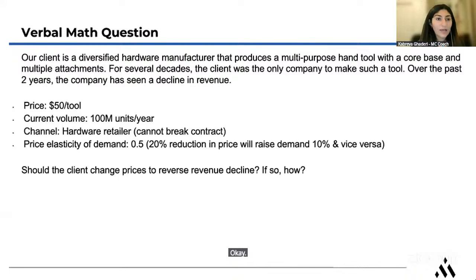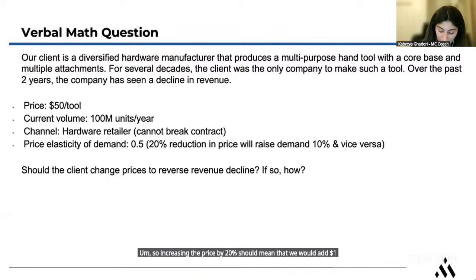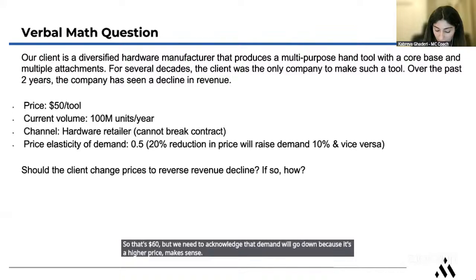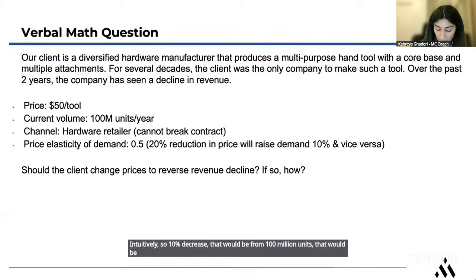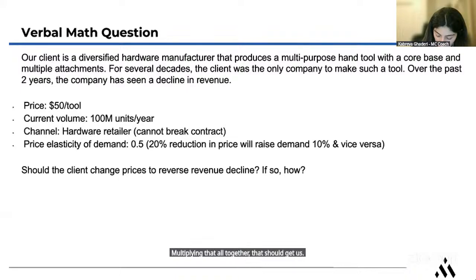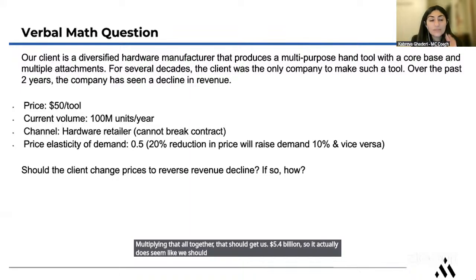Okay, so my hunch was right. It looks like we should actually decrease the price. So let's see what the higher price would look like. Increasing the price by 20% should mean that we would add $10 to the $50 price. So that's $60. But we need to acknowledge that demand will go down because it's a higher price. Makes sense intuitively. So a 10% decrease from 100 million units would be 90 million units sold. Multiplying that all together, that should get us $5.4 billion.